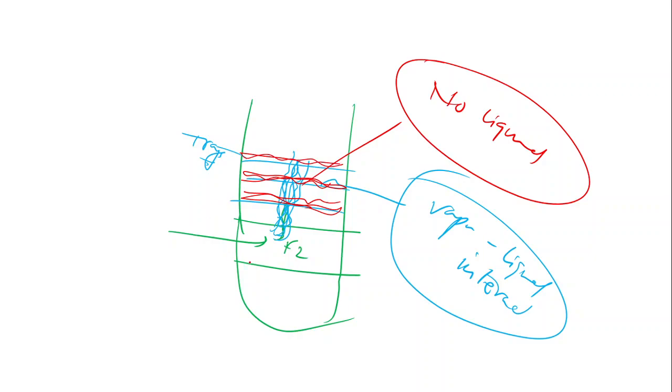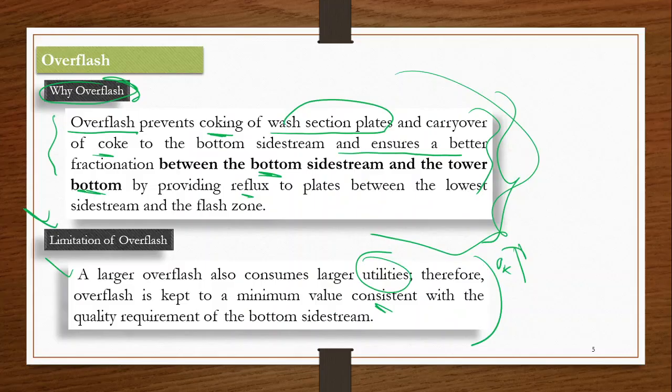So for that, we need an extra amount of vapor that has to be liquefied near about these temperatures. At these temperatures, this extra amount of vapor will be liquefied, so that amount of liquid will be present here, and because of this we can maintain the quality of the bottom product also. Basically the coking is avoided because of this reason. So this is all about the concept of the overflash.